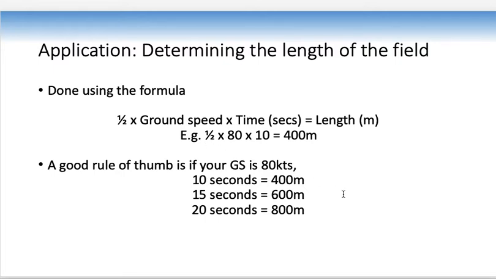Another good rule of thumb is if your ground speed is 80 knots, 10 seconds is 400 meters, 15 is 600, 20 seconds is 800 meters as well. These tricks help us in the training area. If it's 15 seconds, it's sufficient for us to land.